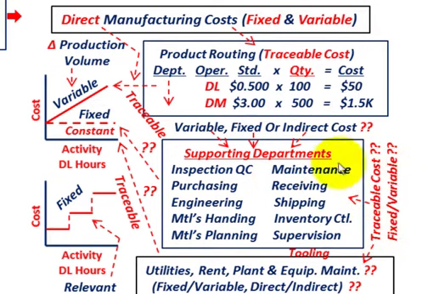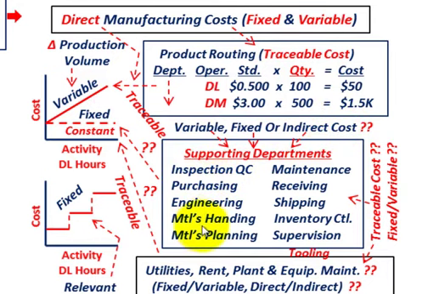Are they fixed or are they variable? The argument is they're traceable here because you need a certain amount of those supporting departments and personnel within those departments before you can even begin manufacturing the product here. And we'll also make the argument that they're indirect costs, and sometimes they're indirect costs.